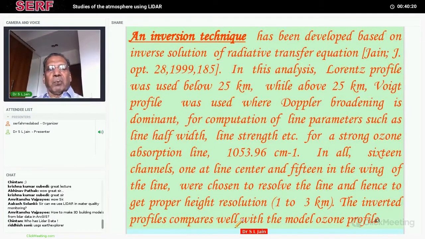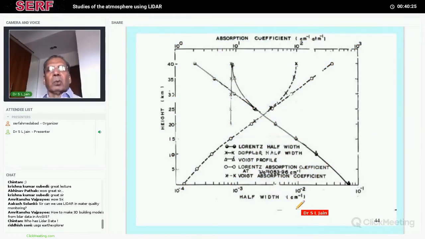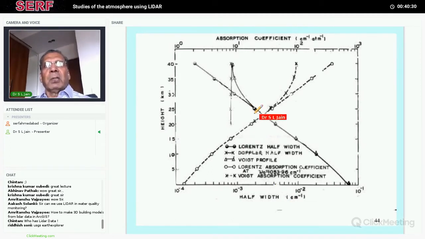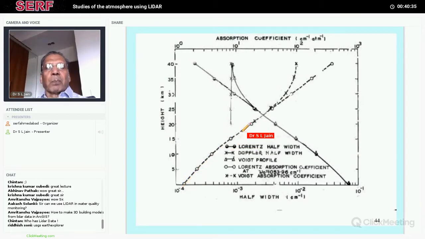And the inverted profiles compare well with the model profiles. I will tell you how this has happened. So this slide shows the calculation of the absorption coefficient and the line broadening. This line shows the absorption coefficient due to the Lorentz broadening, and this one is due to the Voigt profile, which means here we are taking into account the Lorentz as well as the Doppler broadening.